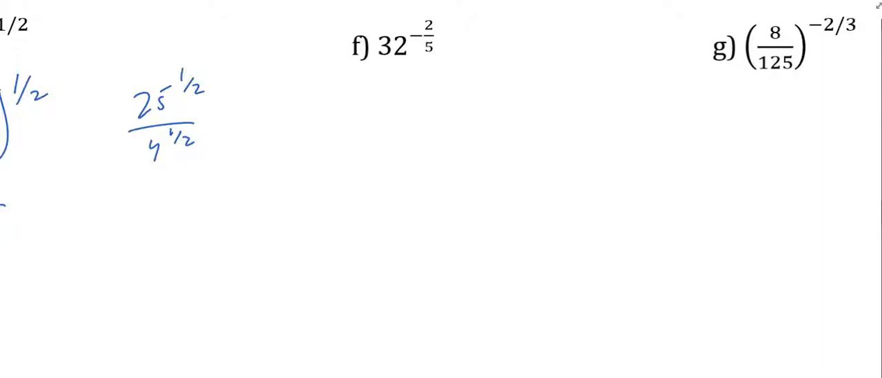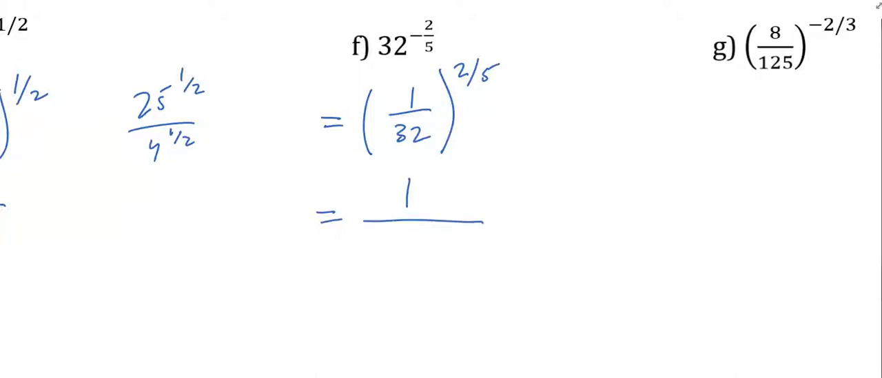What did you do there as a first step? Flipped it. And what'd you get when you flipped it? 1/32. How many people did that? Just took care of the negative in their first step. Nice. So 1/32 all to the positive 2/5. And then I can handle the 2/5. So the 1 doesn't matter because raising it to any exponent won't change it.